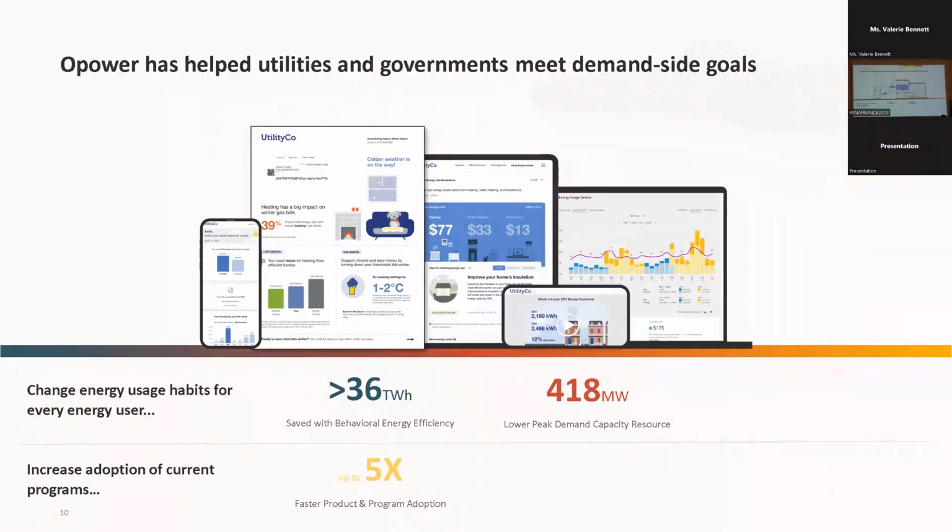Additionally, this type of technology can increase adoption of current programs. We see up to 5 times faster product and program adoption with this type of personalized communication. And really, that's no surprise, because when you can communicate with people in the way that they're thinking about their energy usage, it's much easier to educate them about complex topics like heat pumps. Not everybody has the privilege to come to a conference like this and hear a day of talking about technology.